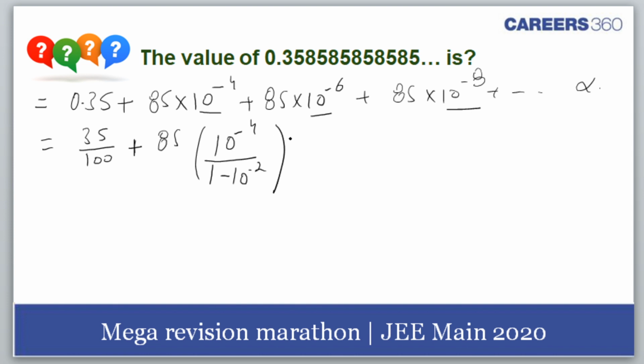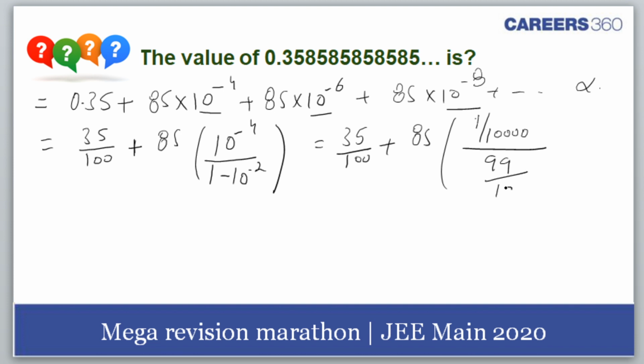That's it. So what do we get here? We get 35 upon 100 plus 85 times the sum, which is 1 by 10,000 upon 1 minus 1 by 100, so this would give me 99 by 100. Am I right?